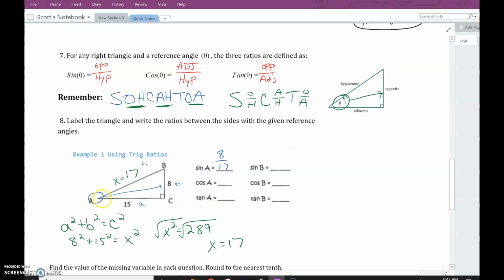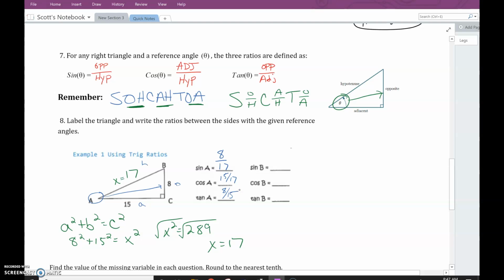Cosine of A, that angle, would be the adjacent over the hypotenuse, so it would be 15 over 17. Tangent is opposite over adjacent. So I look at opposite over adjacent, and that would be 8 over 15.